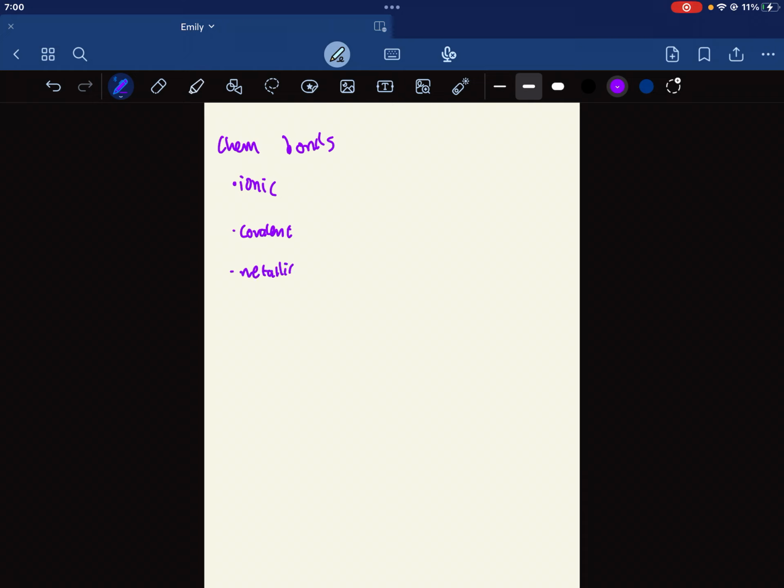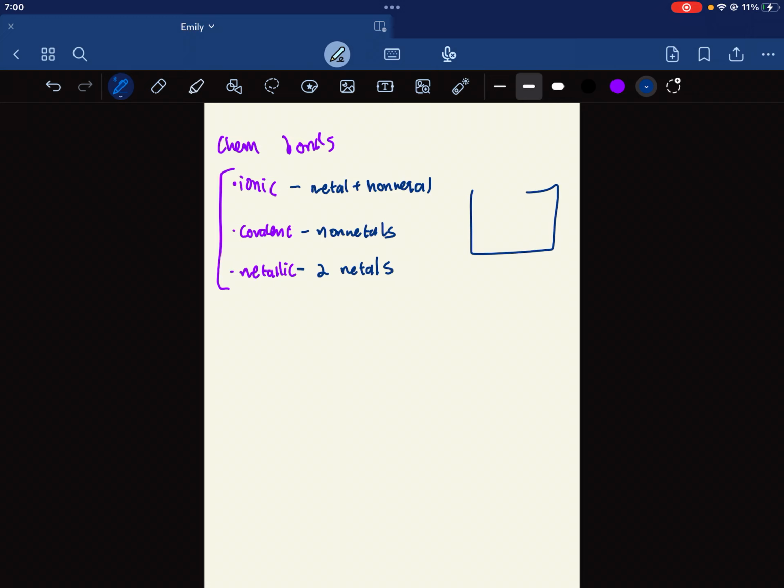Now, how we decide this actually has to do with electronegativity, but in general, ionic is going to come from a metal and non-metal, and I'm sure you know this. Covalent is two nonmetals, and then, surprise, surprise, metallic is two metals. And of course, if we picture the periodic table, we find metals here, non-metals here, with the exception of hydrogen, which is over with the metals.